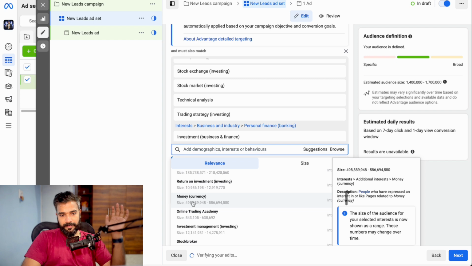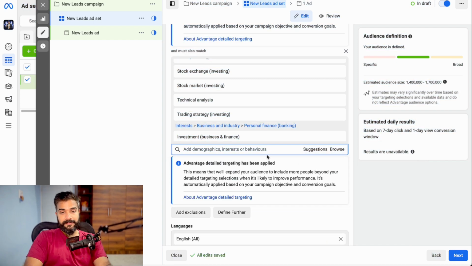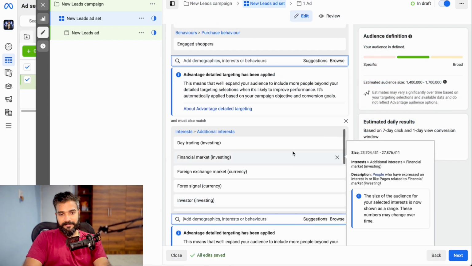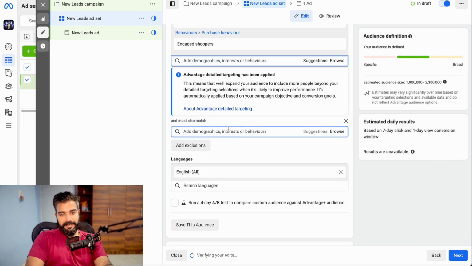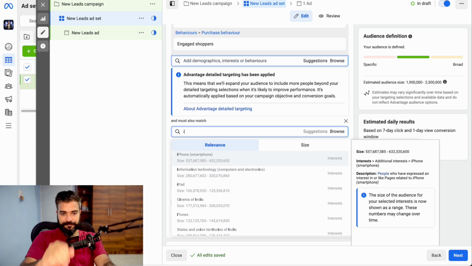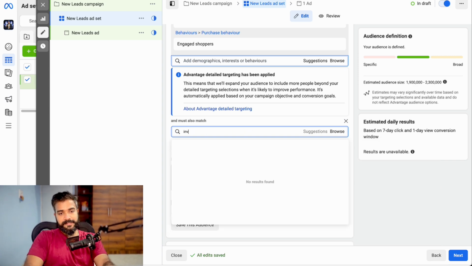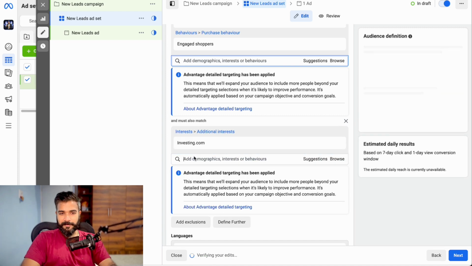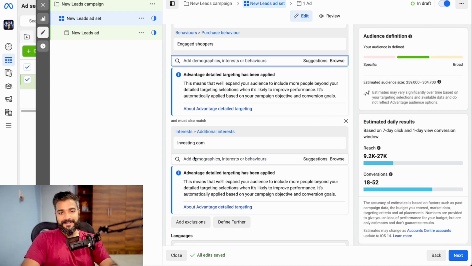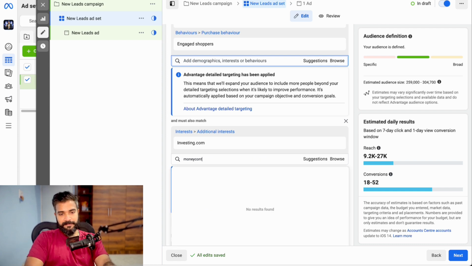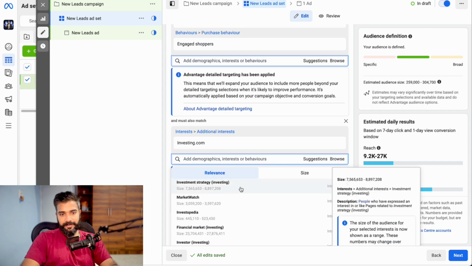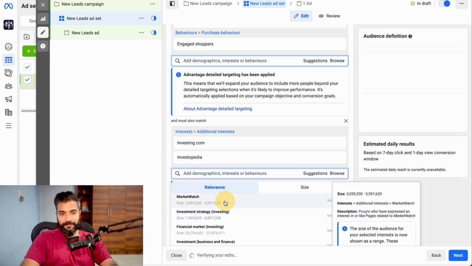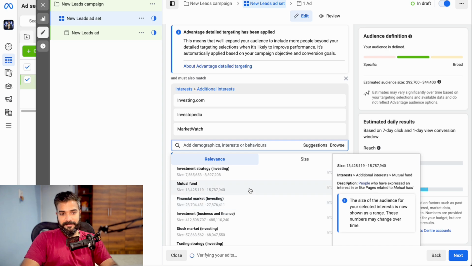You know? Or there is a very good, very high intent audience that we can add. Let's say if we remove everything here and define further and put people who are interested in investing.com, right? Investing.com is a blog. People who read these blogs are definitely a target audience. Money control, if it is available, that will be awesome. Do they have this? No. Then we can do, okay, Investopedia, there we go. Market Watch, these are the blogs that they should be reading, right?